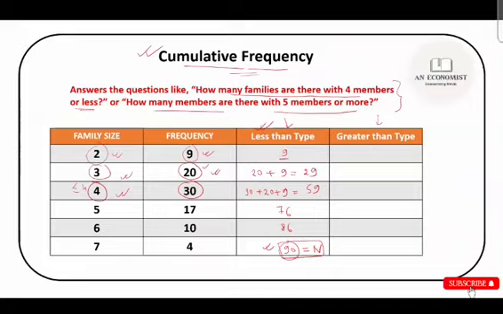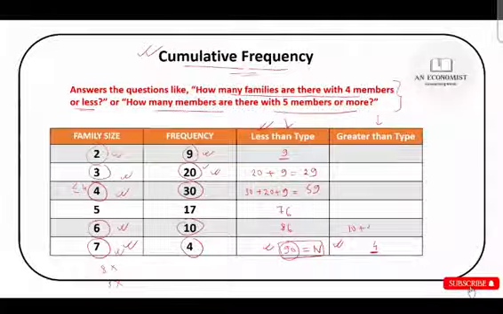Now for the greater than type cumulative frequency, you have to start from the last cell here. Now your question will be how many families are there with 7 members or more. Here you don't have any more members in your family. 7 is the highest, so the value will be 4 itself, or you can leave it blank here. Then how many families are there with 6 members or more? So take 6 members and 7 members. So just add 10 plus 4. I hope you got the process.